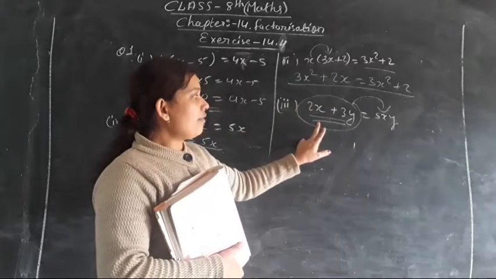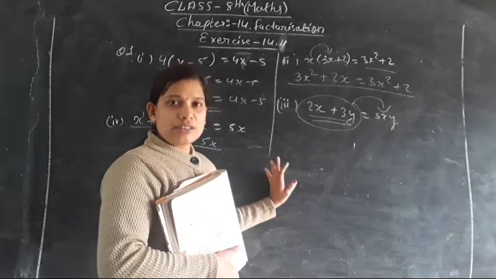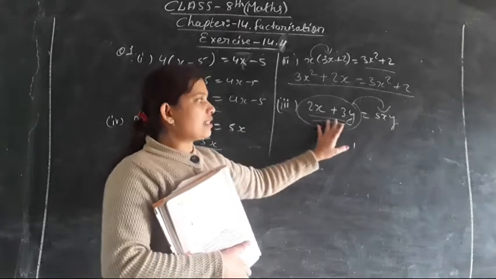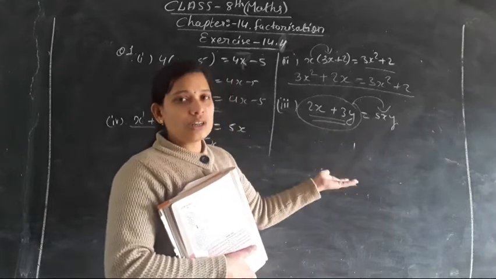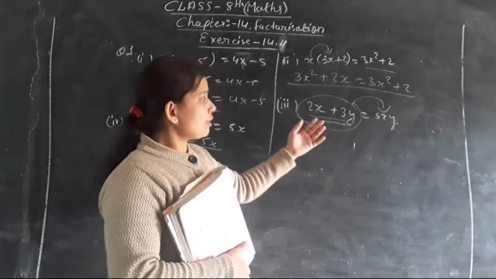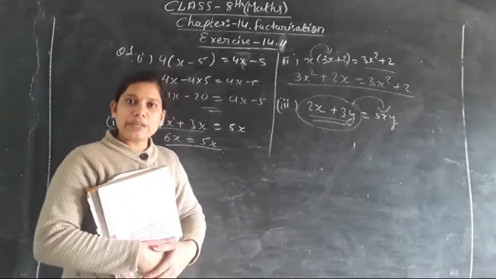In the same way, in the third part we cannot solve the left hand side, isn't it? Because 2x plus 3x is equal to 5x. If you are transposing also the number, it is of no use. So what is the mathematical error? This one, 2x plus 3y, is the mathematical error.